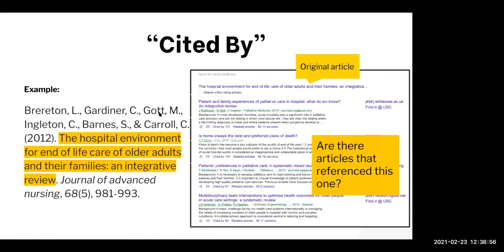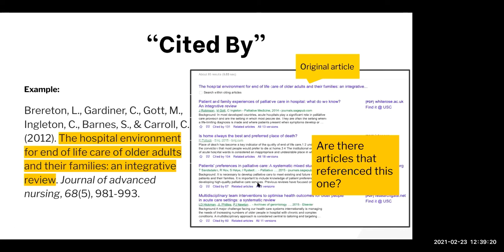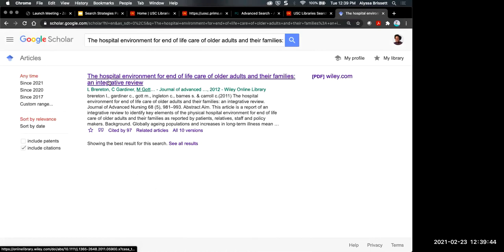This is not necessarily a key article. It was a pretty random article, but one of the ways you could do this is the cited by option, and some databases have this. An example I'll show is Google Scholar, but ProQuest databases also have this cited by section. Whatever your original article is, if you want to see what other articles reference it, when you click on Cited By, it shows you a list of all of those articles. In Google Scholar, I'm just going to search the title of the article because I want to show that one. So here's the article.